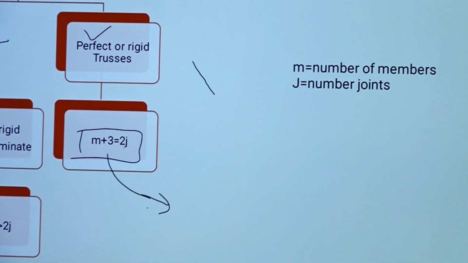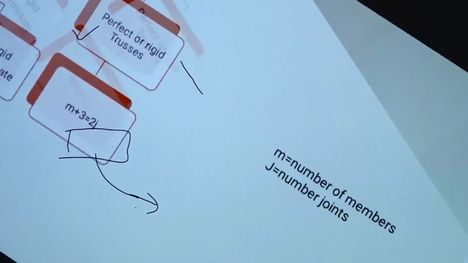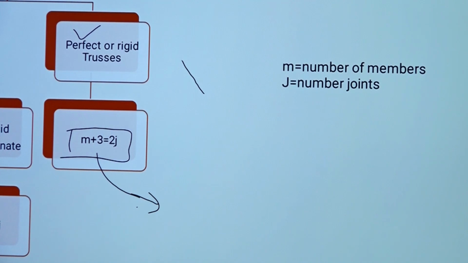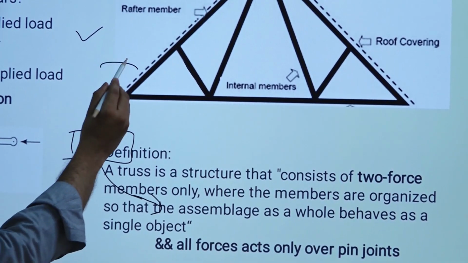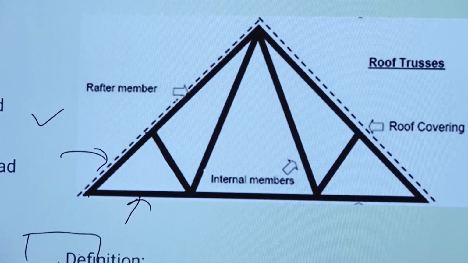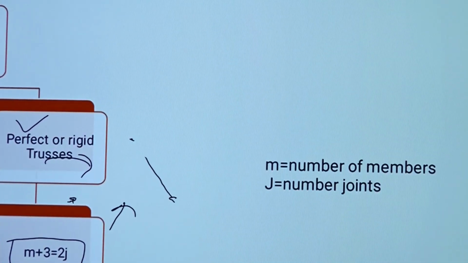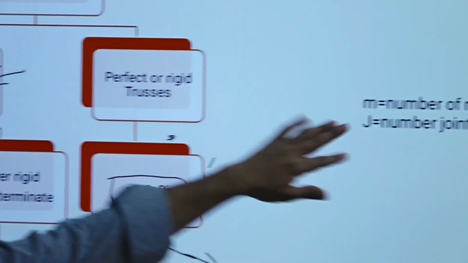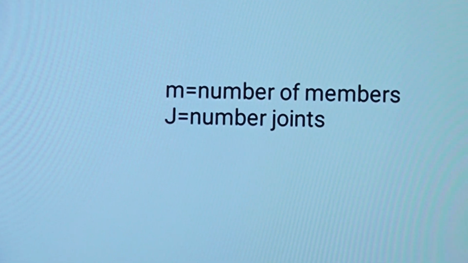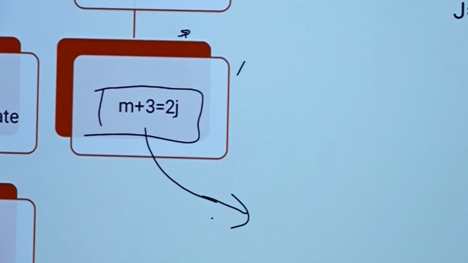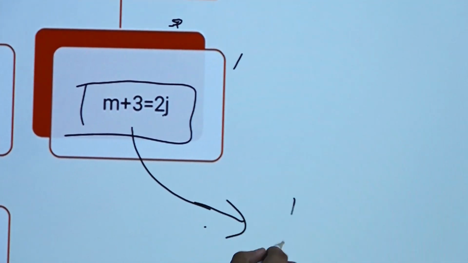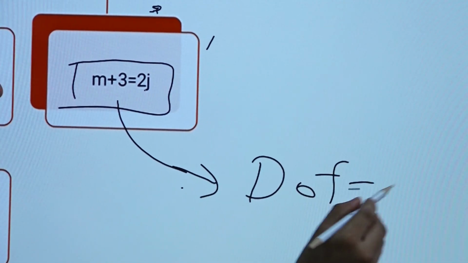So what is a member? These are called members, right? And these points are called joints. So m is the number of members, j is the number of joints. If m plus 3 is equal to 2j, that truss is called a perfect truss. And what is the meaning of m plus 3 is equal to 2j? The meaning is that the degree of freedom of that structure will be equal to 0.